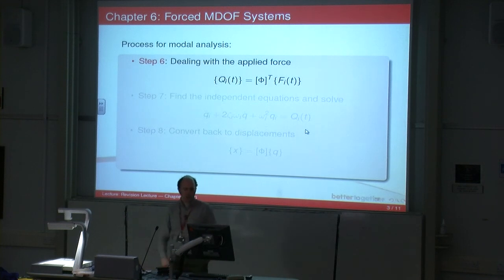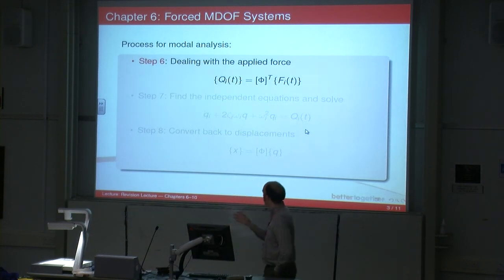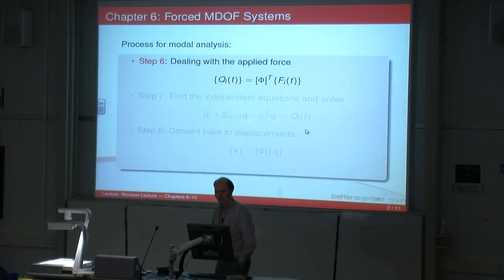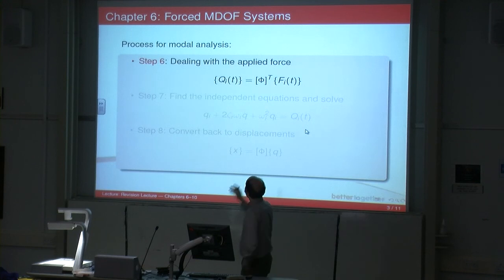You then have to deal with the applied force. Okay, so that's big Q_i, the modal force. And what you do is you take your modal matrix, which is phi, you transpose it, and then you multiply it by the forces that were given in the question. Okay, they may be linearly increasing forces, they may be sinusoidal forces, you don't know, but whatever they are, you multiply them by the transpose of the modal matrix to give you your modal forces.